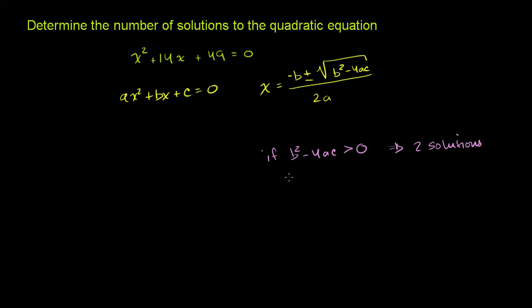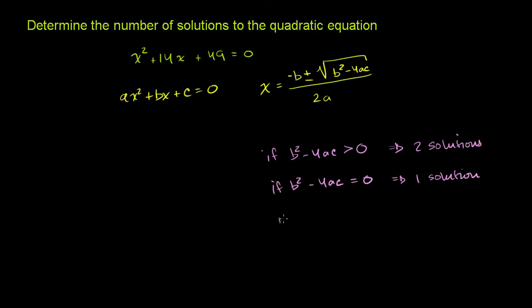Now, what happens if b squared minus 4ac is equal to 0? If this expression under the radical is equal to 0, you're just going to have the square root of 0. So it's going to be negative b plus or minus 0. And it doesn't matter whether you add or subtract 0, you're going to get the same value. So the actual solution of the equation is going to be negative b over 2a. There's not going to be this plus or minus. So if b squared minus 4ac is equal to 0, you only have one solution.